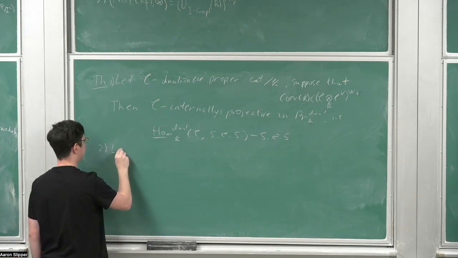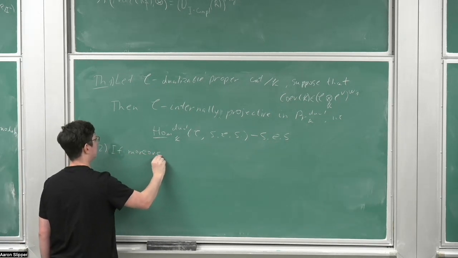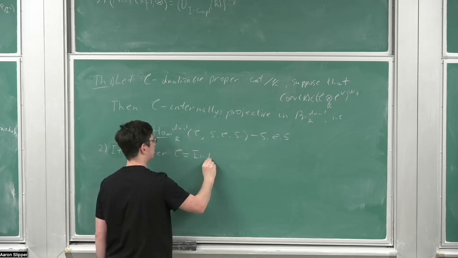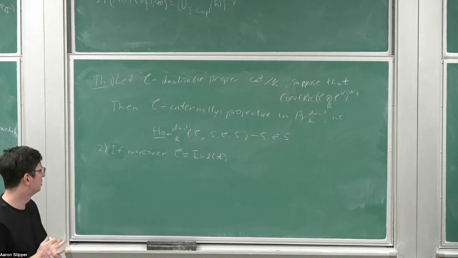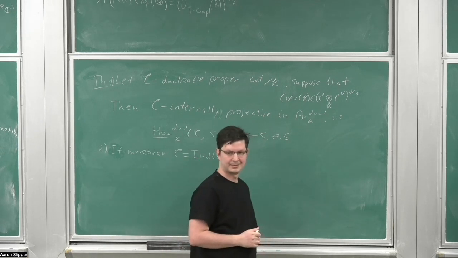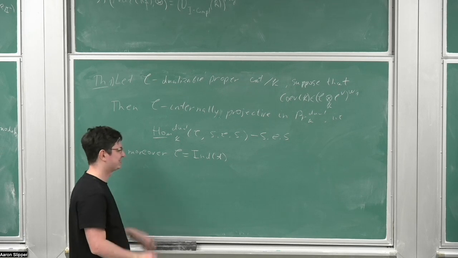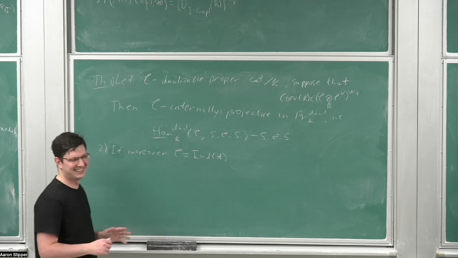So if, moreover, C is compactly generated. When you say dualizable proper, it means it's proper and dualizable. Yeah, so I would say proper dualizable. I don't think it matters.